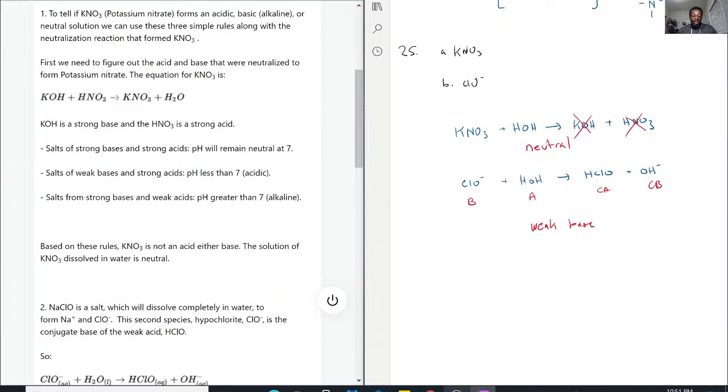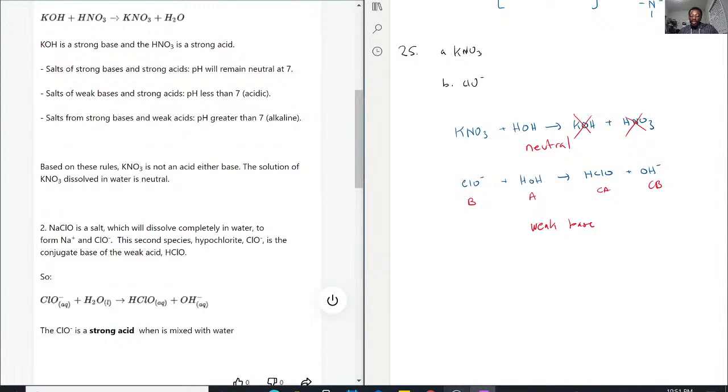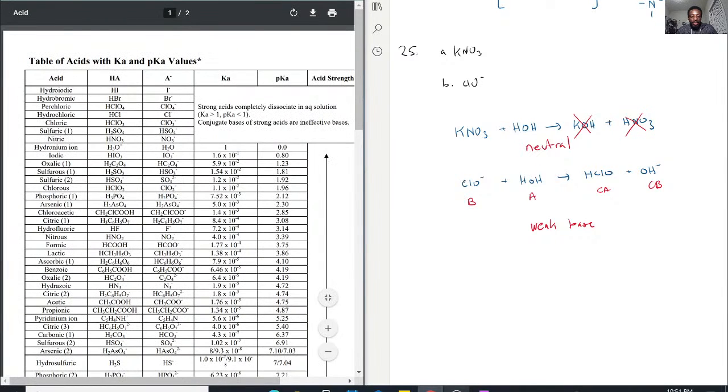Okay? So now with that being said, NaClO is a salt which dissolves in water to give us the ClO minus that we're looking for. Okay? So if ClO minus works with acid, it will be HClO plus OH minus, which is what we got here. But it says here that ClO is a strong acid mixed in water, which may be a fair mistake, but it is a mistake nonetheless, because as we see, we have different ones.